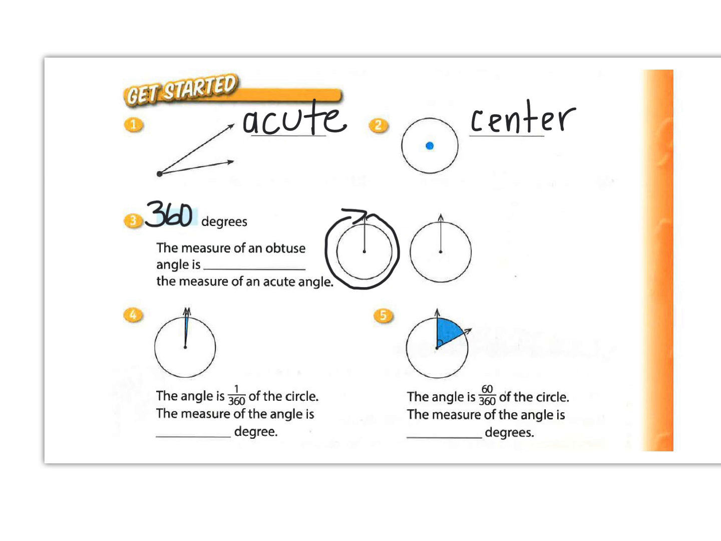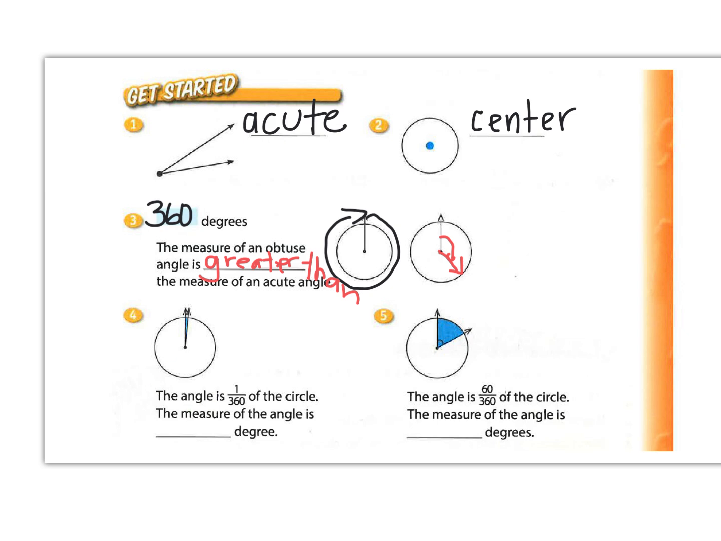The second part is the measure of an obtuse angle is more or less than an acute angle. It is greater than. So we're going to write greater than. Sorry, that got a little bit messy there. Greater than, because if we are on this other one and we make an obtuse angle, we can just draw one that's more than 90, and we can see that that is an obtuse angle on a circle.